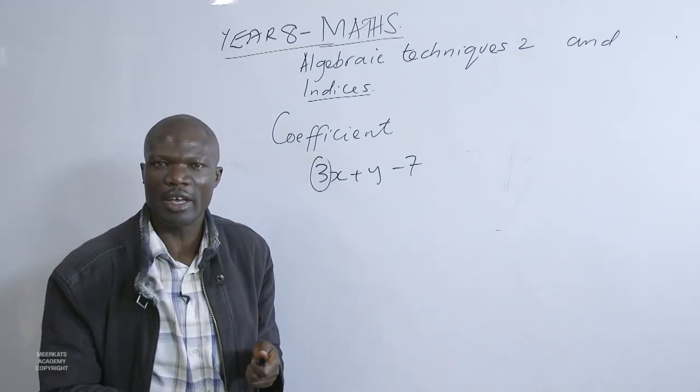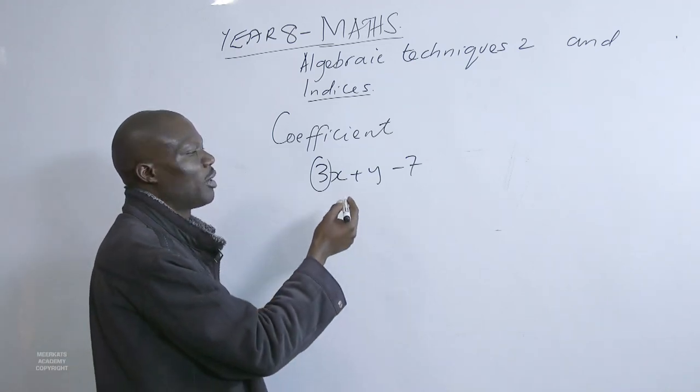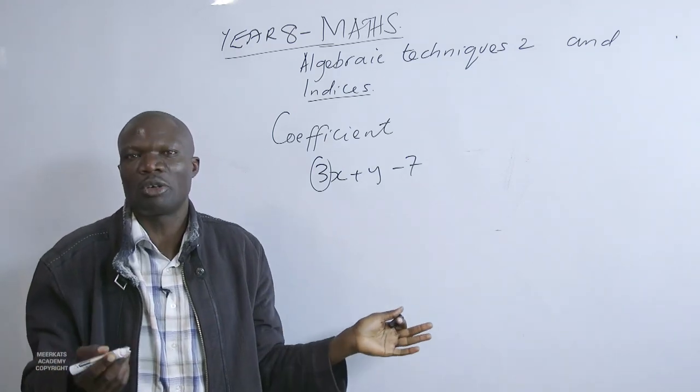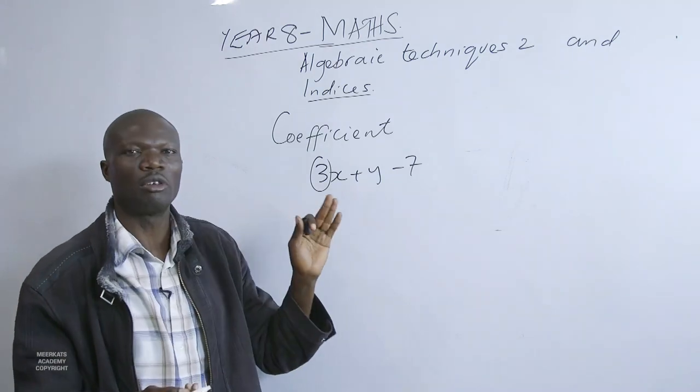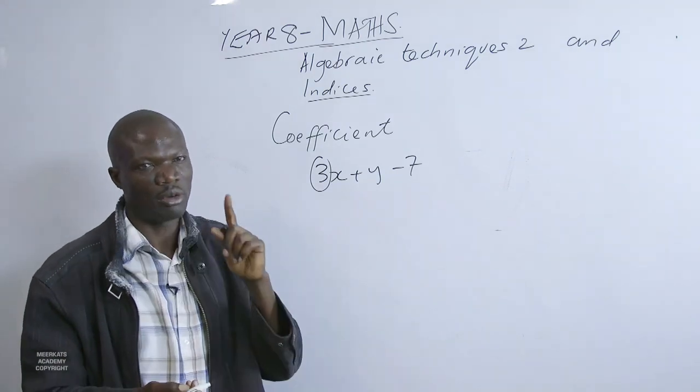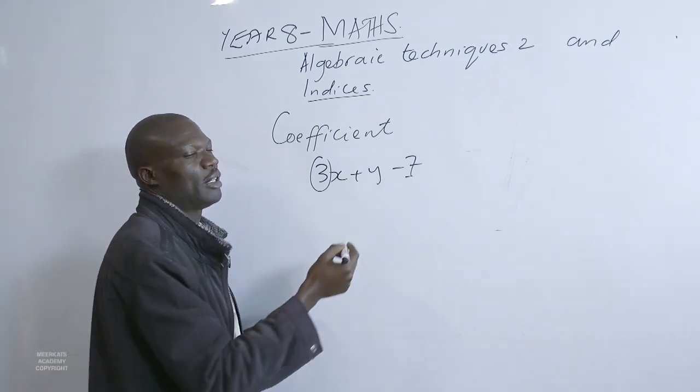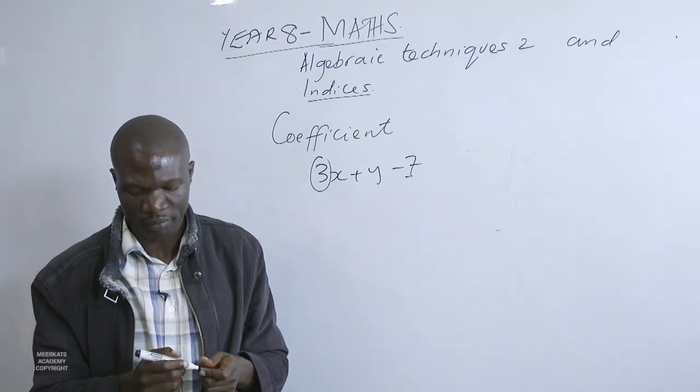Coefficient of y is 1, simply because we cannot have it as a 0, because 0 multiplied by a number is 0. So coefficient of y remains 1. And this one here is a constant.